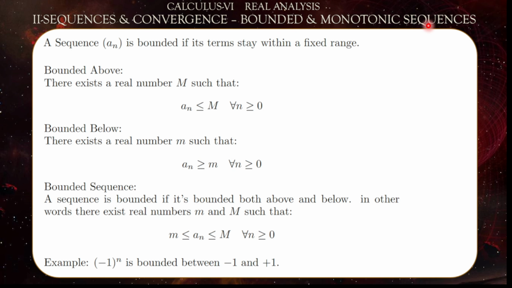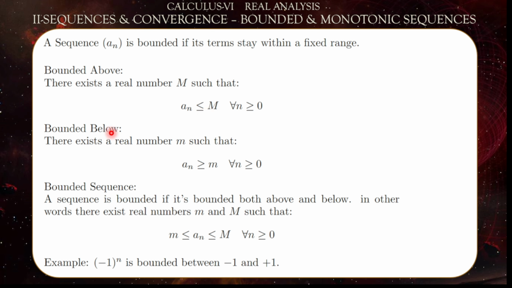Bounded and monotonic sequences. A sequence an is bounded if its terms stay within a fixed range. Bounded above, there exists a real number capital M such that an is less than or equal to capital M for all values of n greater than or equal to 0, which means that an can never go beyond the value of capital M. That's the highest bound. That's the highest value that can be achieved by an.